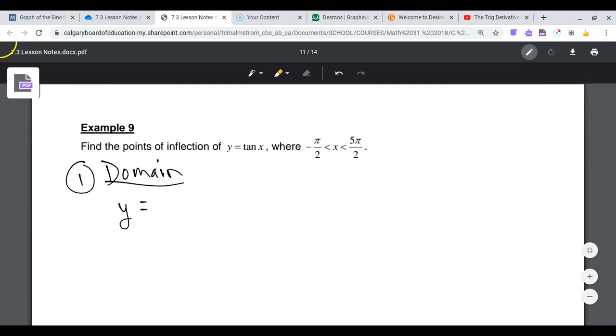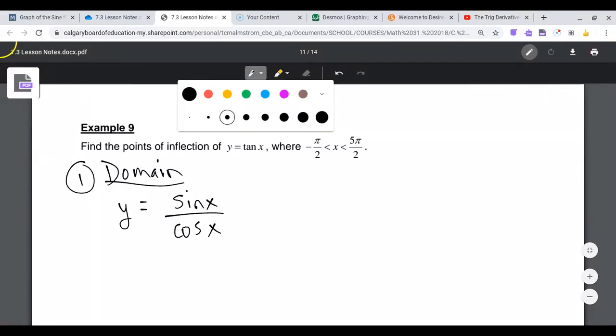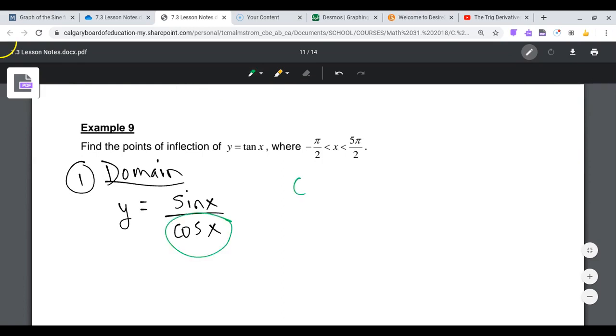So remember that tan is sine x on cos x. So wherever cos x is equal to 0, we have vertical asymptotes happening. Okay, so where does cos x equal 0? Those are going to give me vertical asymptotes, which are non-permissible values in my domain. So they aren't allowed to be points of inflection because they're asymptotes. Okay, so cos x is equal to 0.